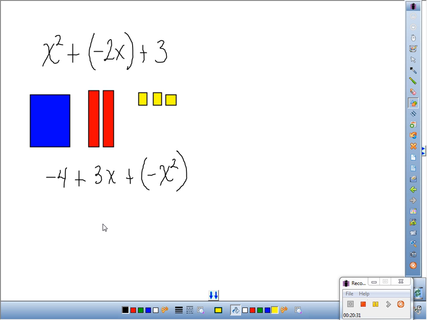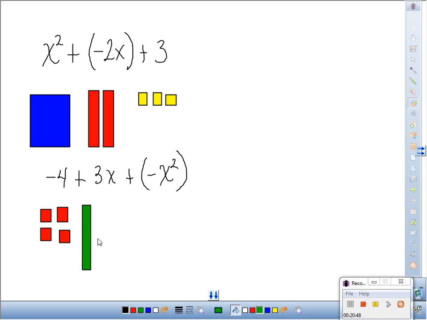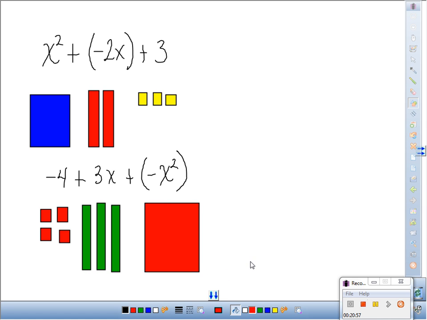So you should have had 4 little squares. 1, 2, 3, 4. Hands if you got that so far. From there you should have had 3 green ones. 1, 2, 3 rectangles. Hands if you got that. And the last one you should have had a big red square. Hands if you got that. Is everybody getting the hang of this? Okay, let's do one more, and then I'm going to move on to kick it up a notch.